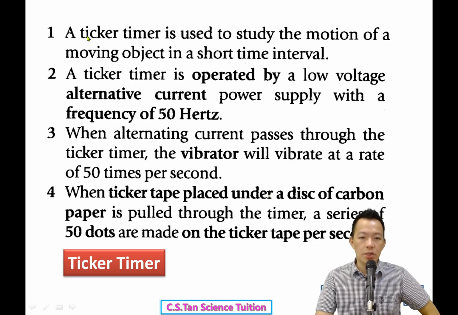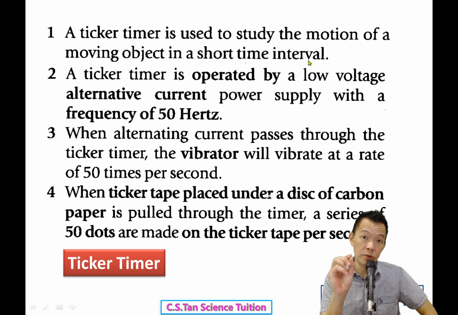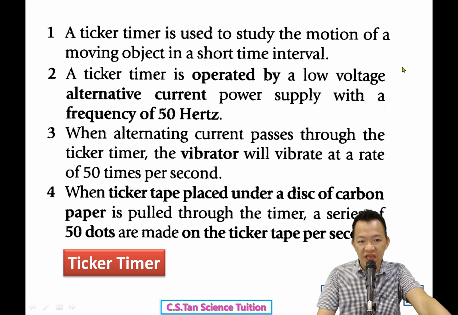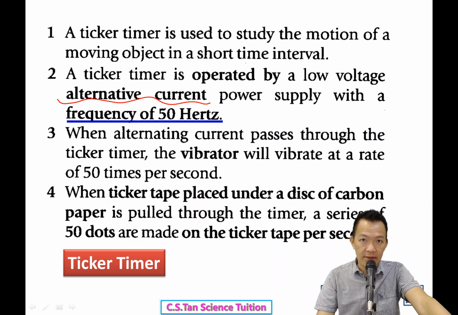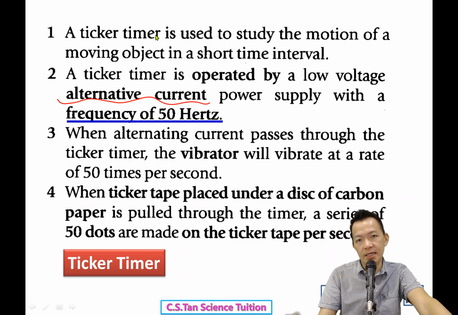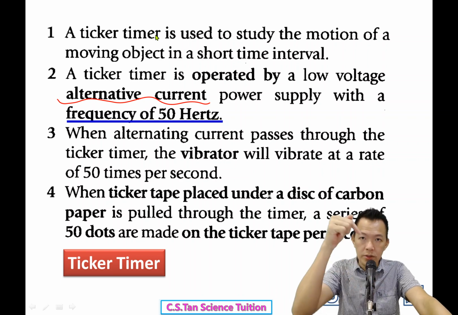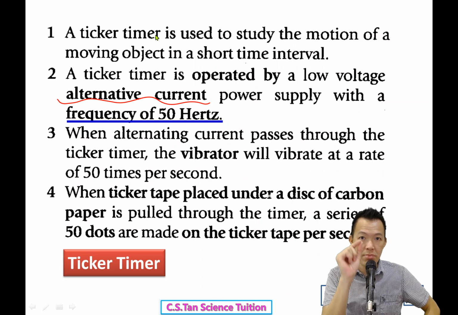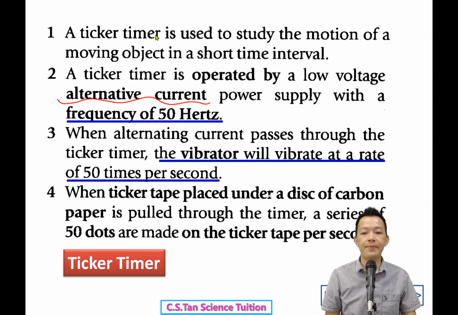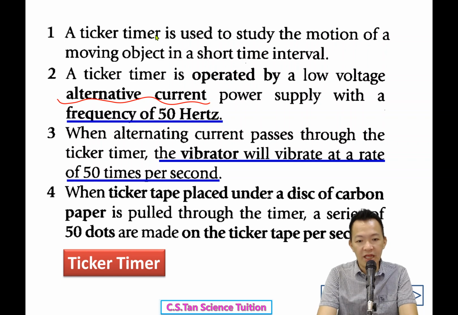Now we look at the sentence. A ticker timer is used to study the motion of the moving object in a short time interval. 用来研究某东西在短时间里面的动作。And the ticker timer is operated by a low voltage alternating current power supply with the frequency 50 Hz. So highlight 交流电. What does 50 Hz mean? If you don't understand, never mind, because we don't use it. Today the most important point is that 50 Hz causes the vibrator to vibrate 50 times per second. 因为它50赫造成1秒里面它就会震动50次。So the vibrator vibrates at the rate of 50 times per second.